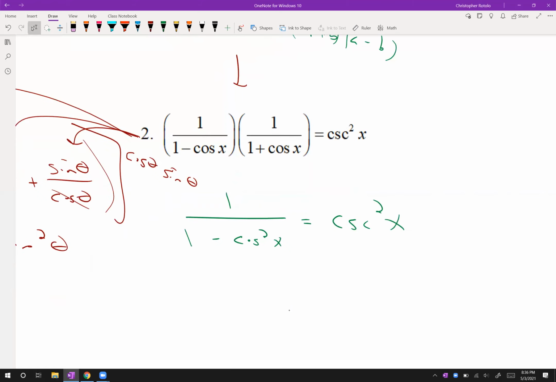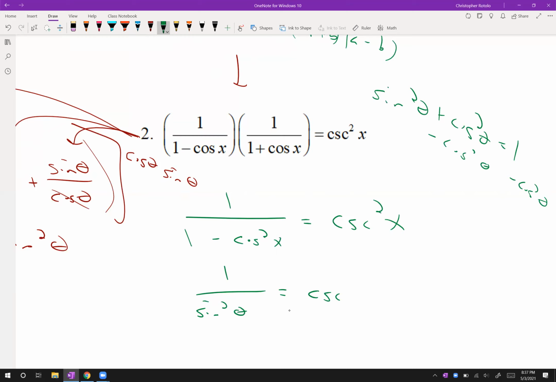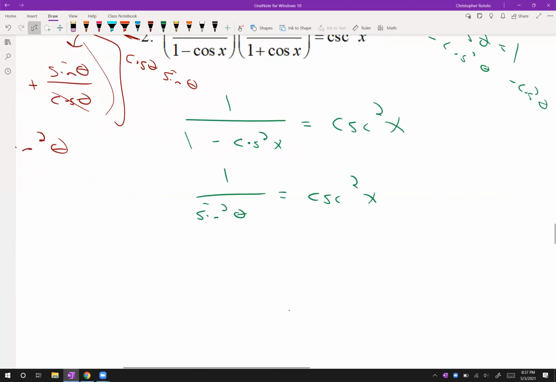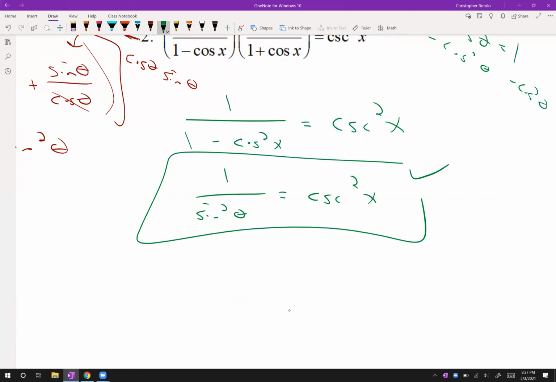Well, the next thing I notice is, remember we had sine squared theta plus cosine squared theta equals 1. Well, if I subtract the cosine squared theta over, so now I have 1 over sine squared theta, or x, equals cosecant squared x. Well, that is truly the definition, so we have verified that those shall be the same. Okay, so just using some of those different strategies as we take a look at them.